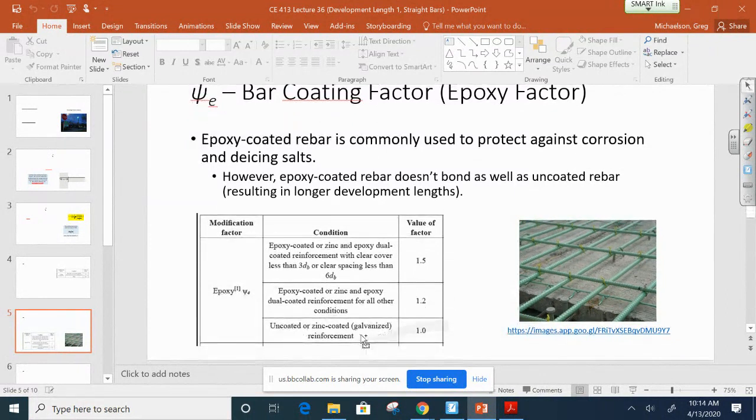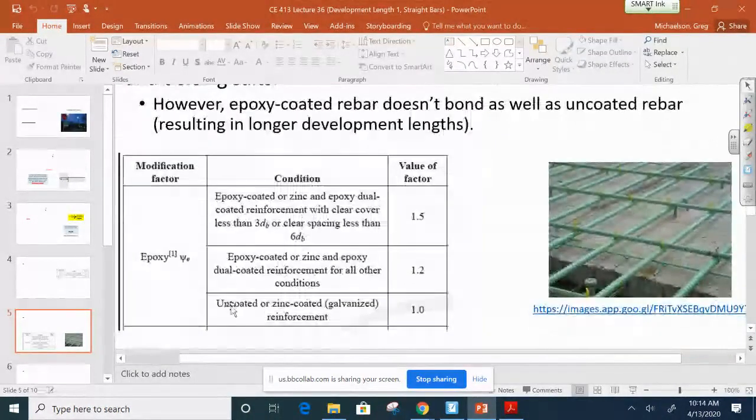So we have here a similar table. First off, if we're ever dealing with uncoated bars or old rebar, we use an epoxy factor of 1. If we have an epoxy coated bar, we use a value of either 1.2 or 1.5, and the difference is whether or not we have a situation with little cover. And remember, what is cover? Cover is how much concrete is between your bar and the outside surface.